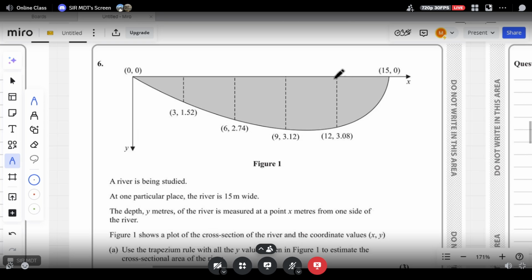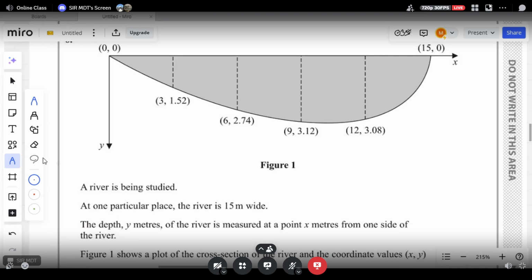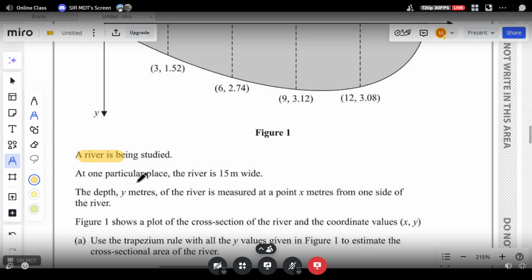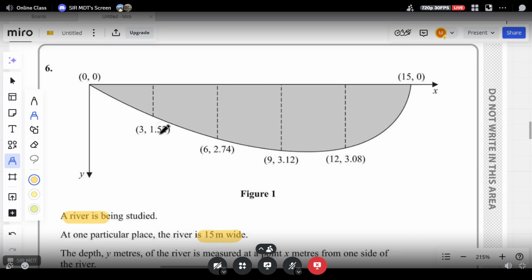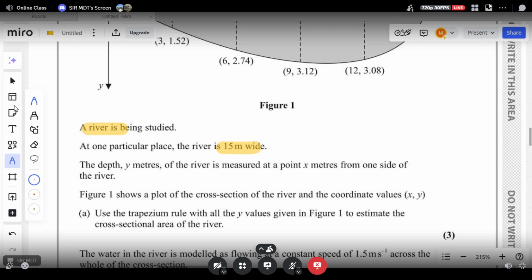This is a shape given, and the part. This is not a shape. Basically, this is a curve. Yeah, a curve is given. So they are modeling this curve as a river. Okay. At one particular place, the river is 15 meters wide. You can see the 15 meters wide has been represented by the separation of the x values from the origin till x equals 15. Okay.